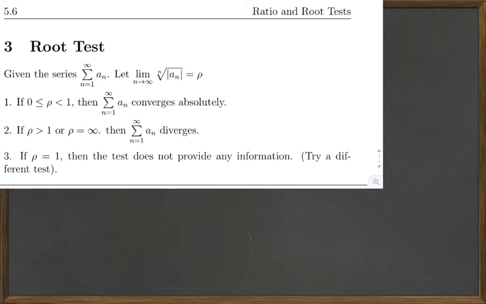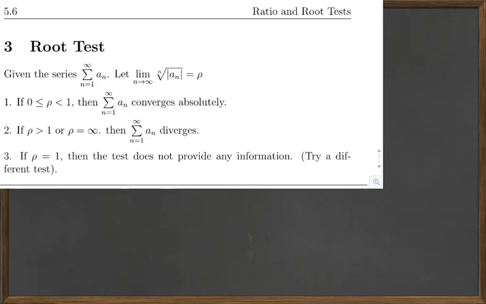If 0 is less than or equal to rho, which is less than 1, then the sum n equals 1 to infinity of a sub n converges absolutely. If rho is greater than 1 or rho is equal to infinity, then the sum diverges. If rho is equal to 1, then the test does not provide any information. So we've got to try a different test.